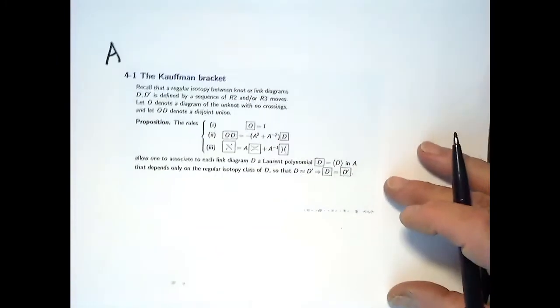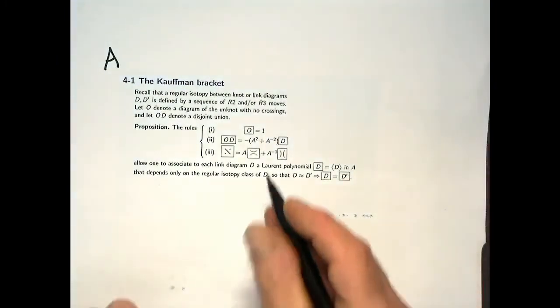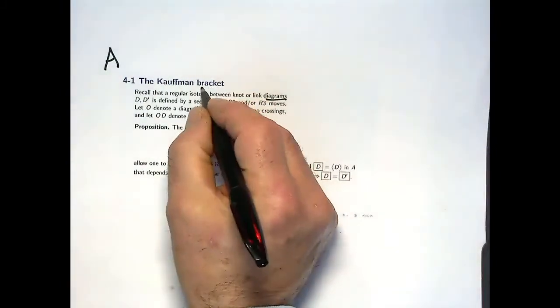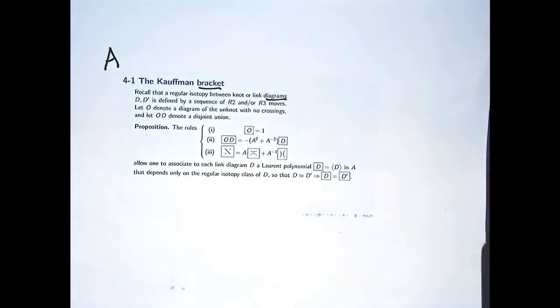So I'm going to associate to any diagram... it's not going to work with knots, because this polynomial is actually called the bracket. Actually, it's the Kauffman polynomial, which is something slightly different. So let me try and call it always the bracket. But it is a Laurent polynomial. And you associate this to any knot or link diagram.